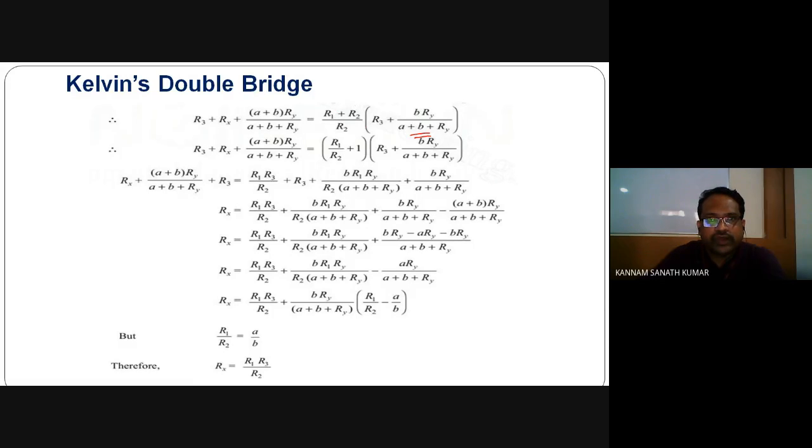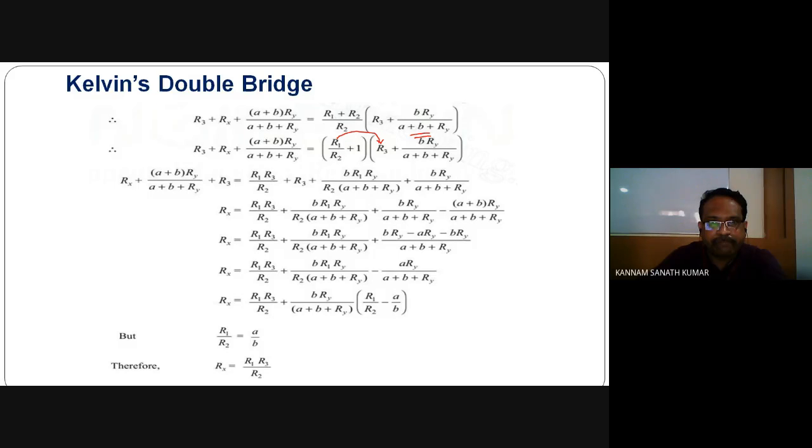Now you divide separately. So what you are getting, R1 by R2. R2 by R2 is how much? 1. Okay. R2 by R2 is 1. Rx plus A plus B into Ry by A plus B plus Ry plus R3 equal to, you multiply. So this one with this one. So what you are getting, R1 R3 by R2.